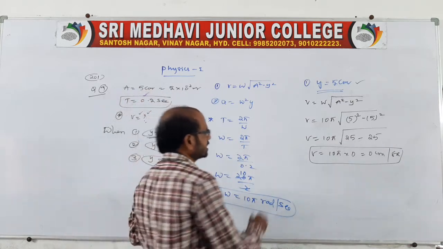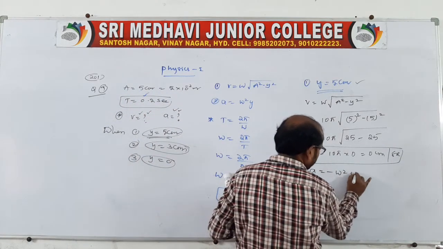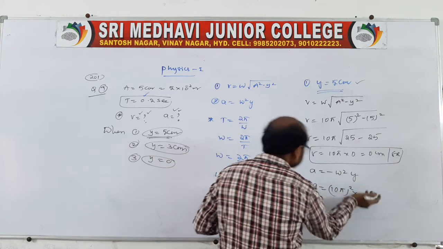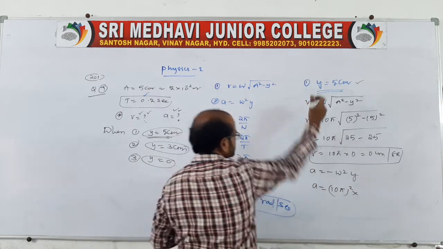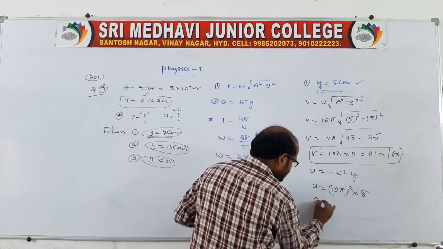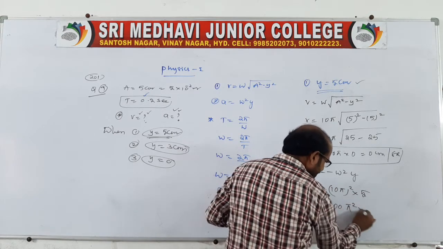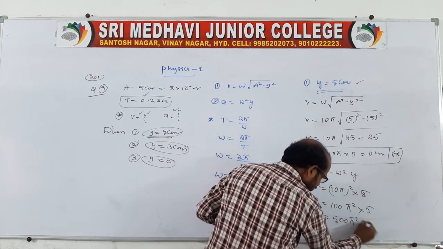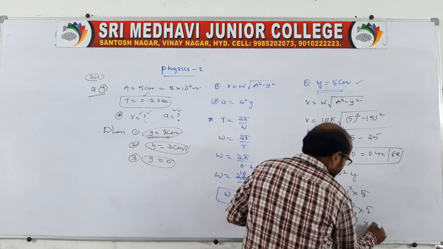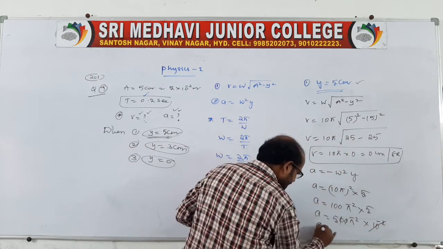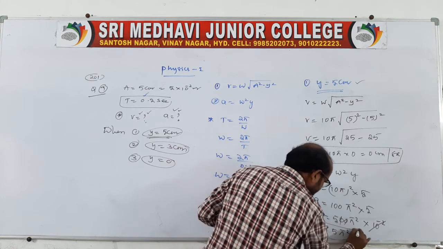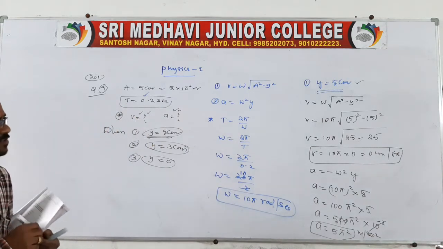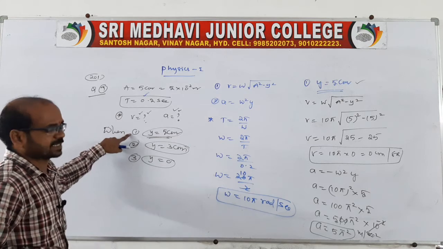Now do the acceleration also, which is omega square y. Omega is 10 pi, whole square, into the displacement of 5 centimeter. Therefore a is equal to 100 pi square into 5, so a is equal to 500 pi square. If you want to convert into meters per second square, multiply by 10 power minus 2, so a is equal to 5 pi square meter per second square. This is the method for the first displacement.